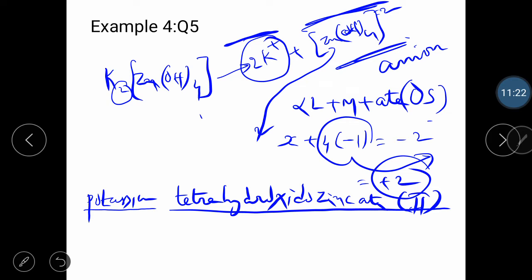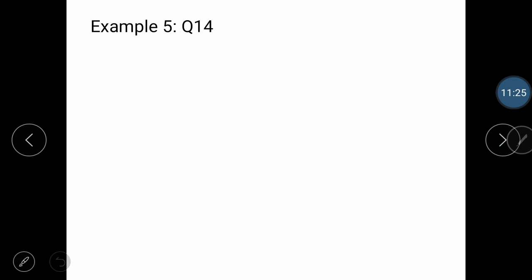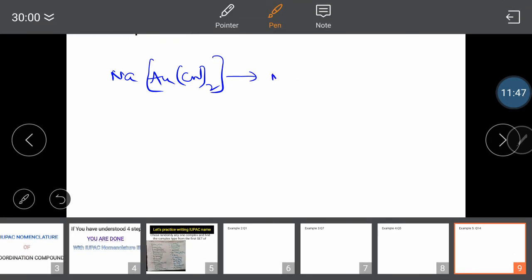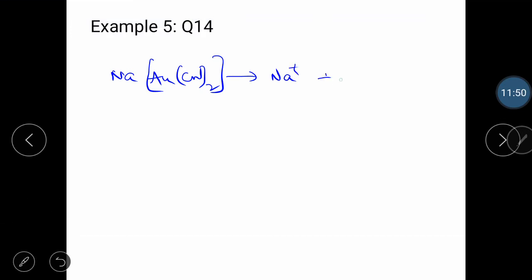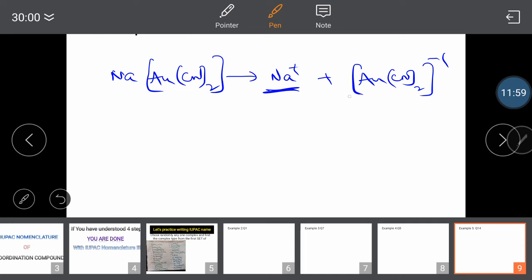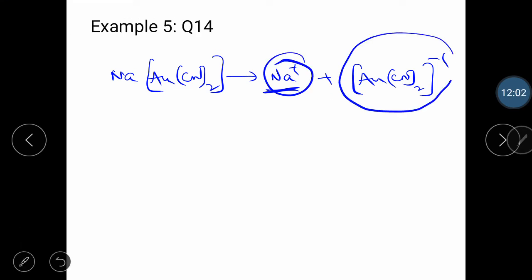Okay. Next one. Let's say question number 14. Question number 14 from my worksheet: I have sodium, I have Au, I have CN twice. So we divide. I'll divide as Na plus and Au(CN)2. Because this is plus one charge, this should be minus one charge. So what complex is this? This is a simple ion, but this is a complex. So my complex is an anion. So this is an anionic complex.